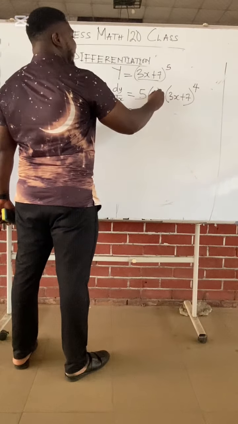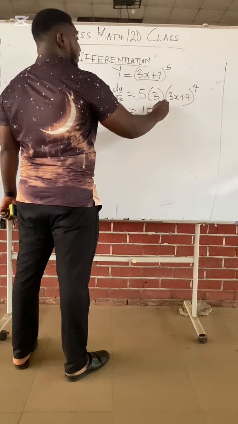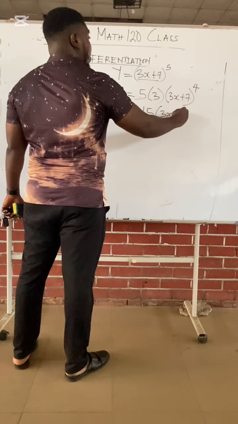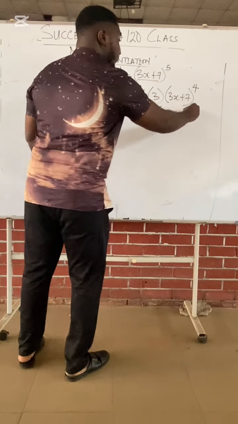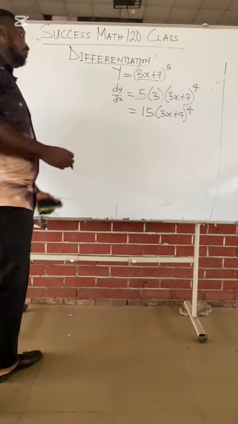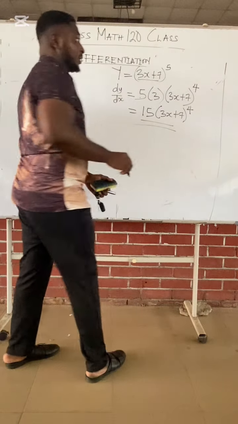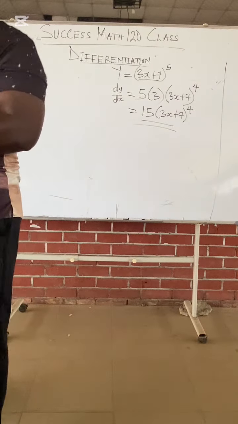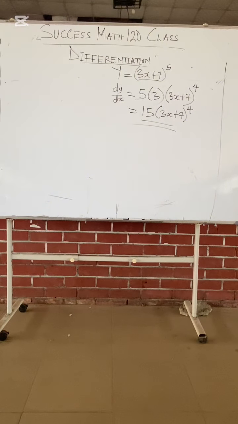Now, class, what's 5 times 3? 15 into the bracket, 3x plus 7, raised to power what? 4. Easy peasy. I don't need to ask you which one you prefer. I think I know your answer.